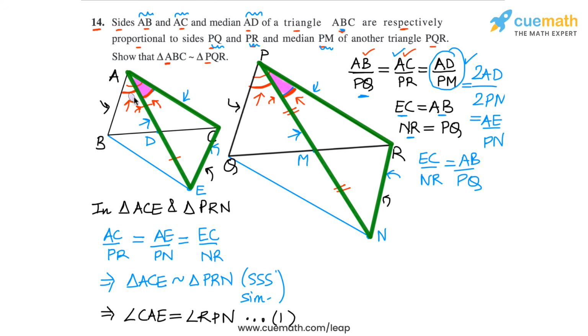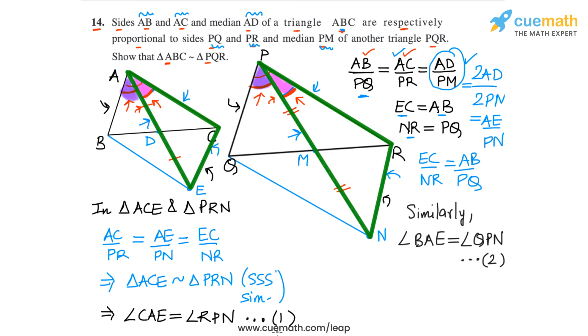And similarly, using a similar line of argument, we can show that this angle here, which is angle BAE, is equal to this angle here. So using exact similar arguments, we can show that BAE is equal to QPN. So let's write this also. So I'm just going to say that similarly, we must have angle BAE is equal to angle QPN, right? And let's call this equation 2.